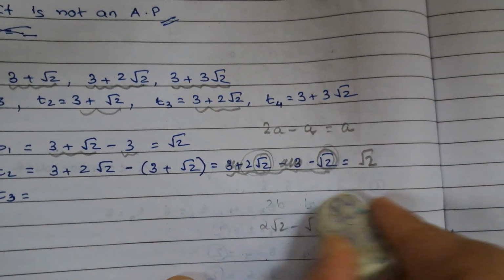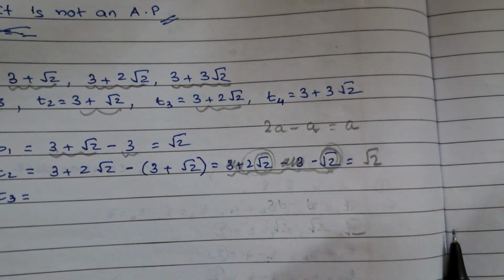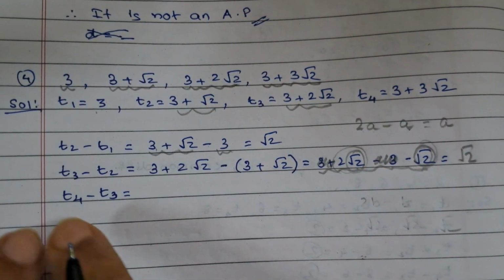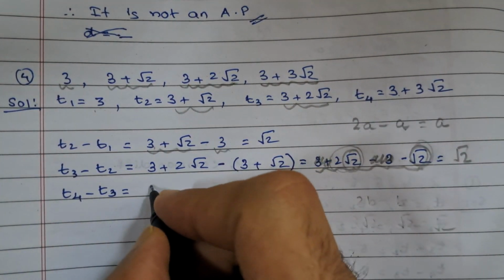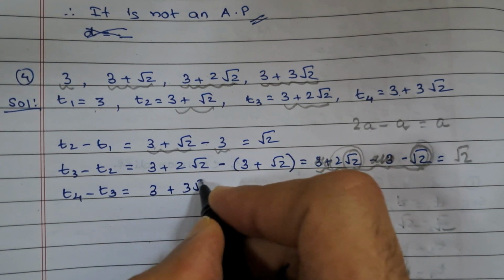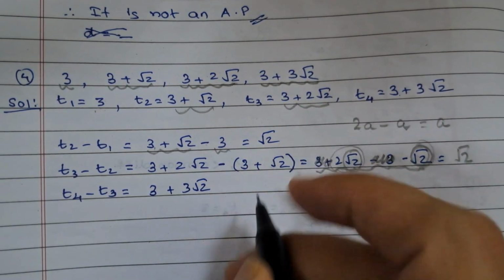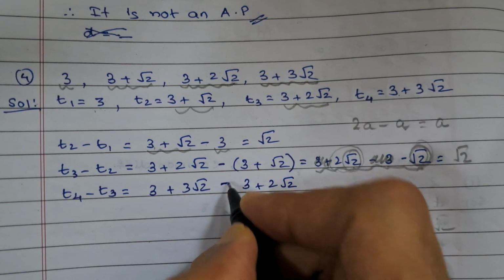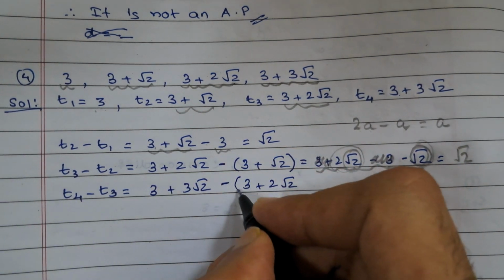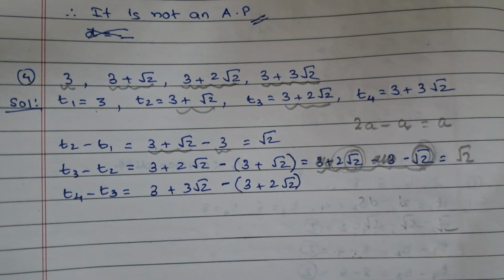Let's look into the last pair now. We have one more pair, right? So t4 and t3. t4 is this, t3 is this. Let me just write this first, 3 plus 3 root 2. Then let me write this one, 3 plus 2 root 2. And let me put a minus over here. So when I put a minus, there are two terms over here, so I should put a bracket again.